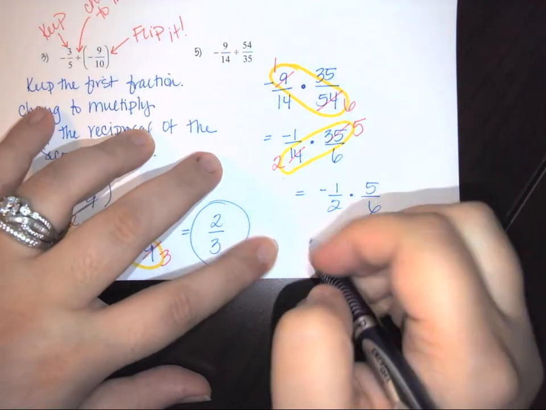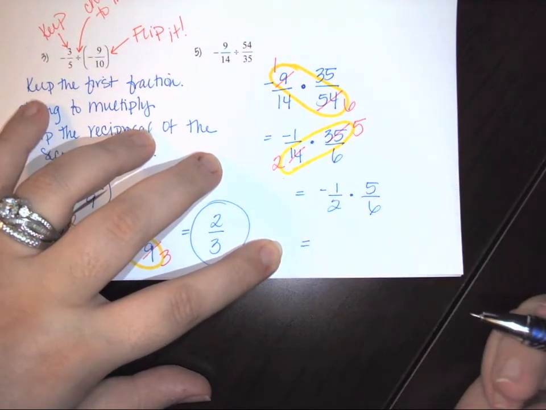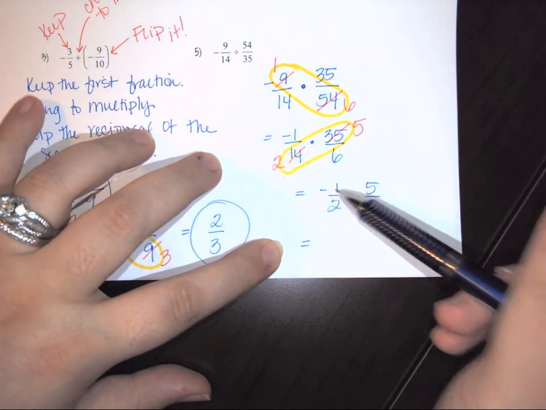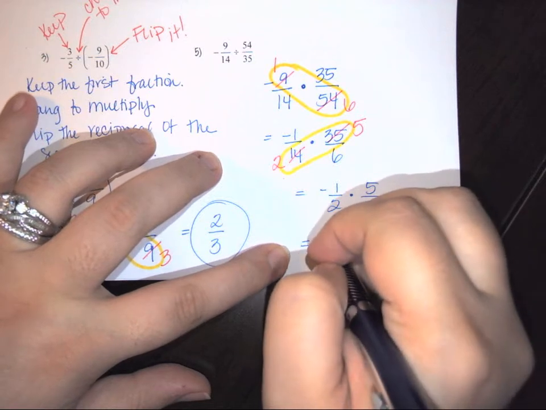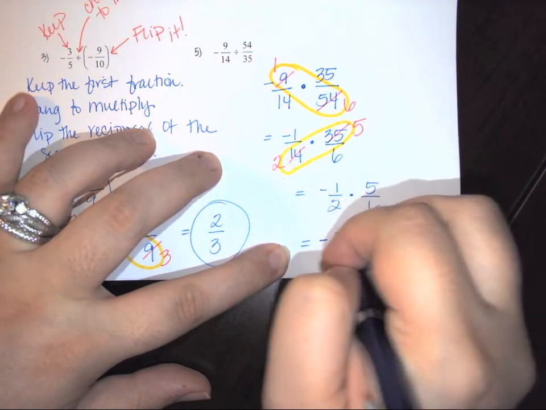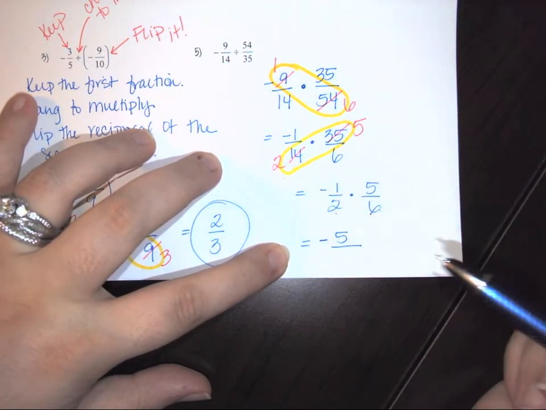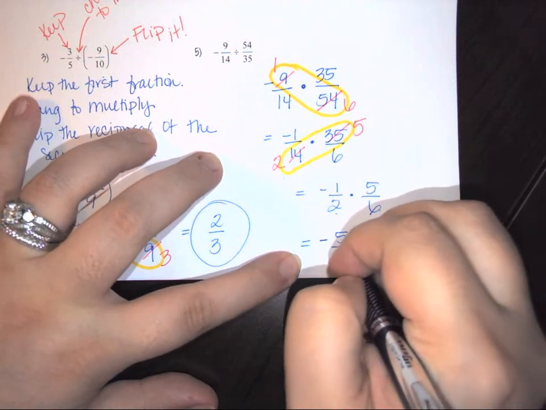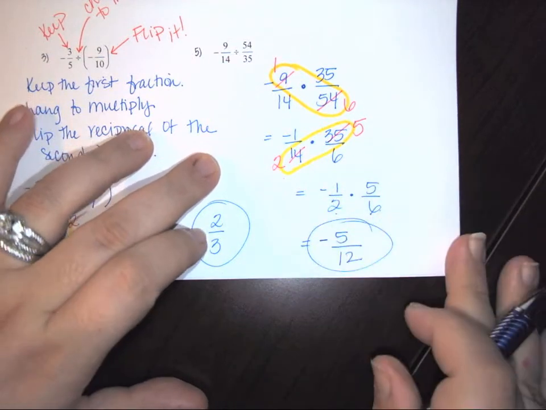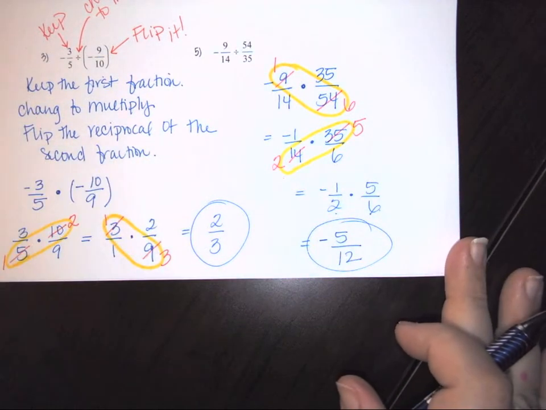Remember, the rules say we're going to go straight across the top and straight across the bottom, so 1 times 5 is going to give you a negative 5. 2 times 6 is going to give you 12. And thus, that is my result.